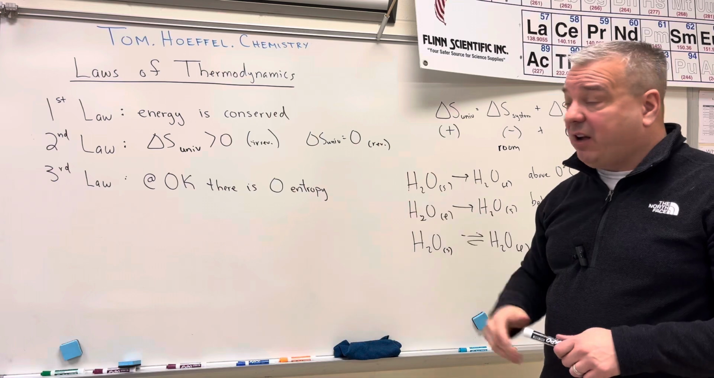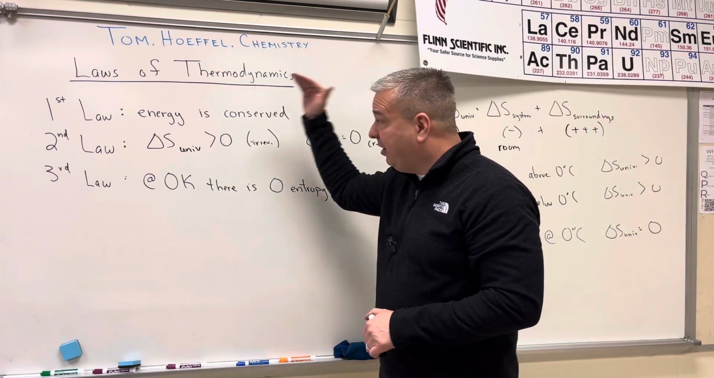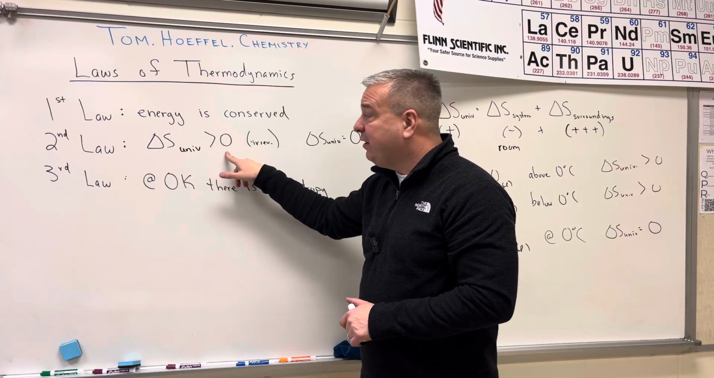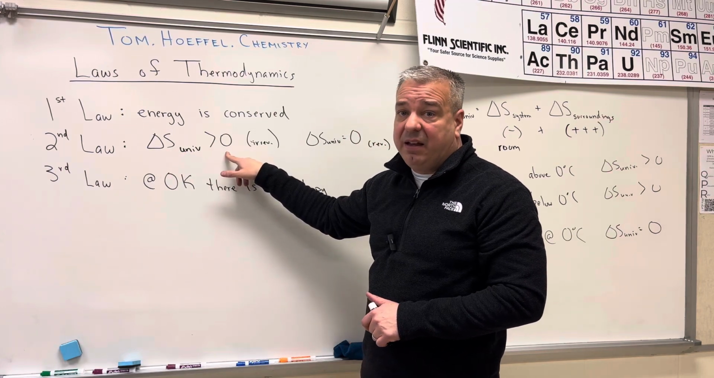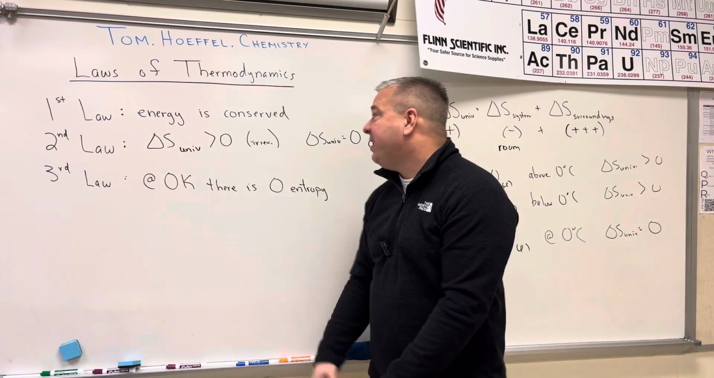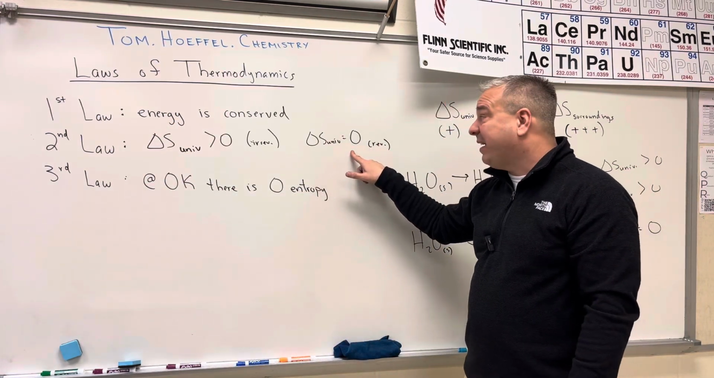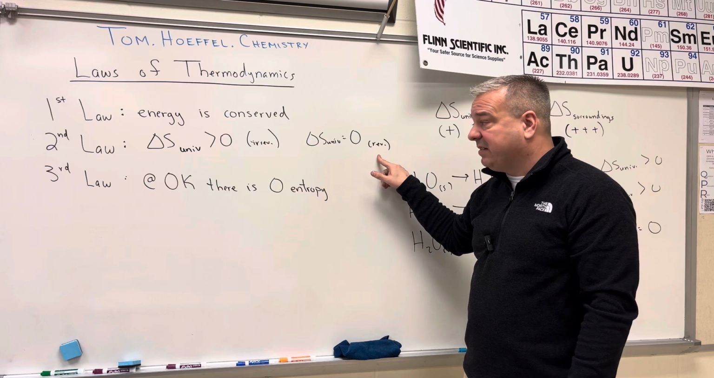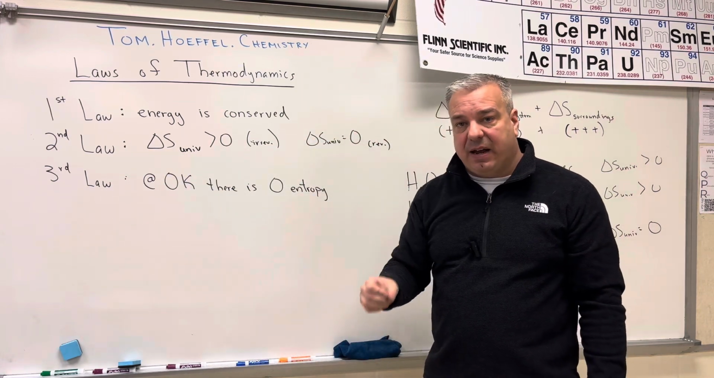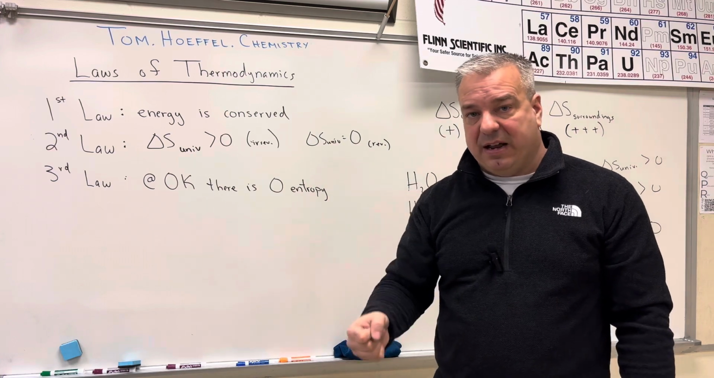So those are the three laws of thermodynamics. Law number 1, energy is conserved. Law number 2, the delta S of the universe typically is going to be always increasing because the universe is constantly expanding, but there's a special situation where it can be 0 for reversible processes. And then the third law of thermodynamics is that at 0 Kelvin, you'll have 0 entropy.